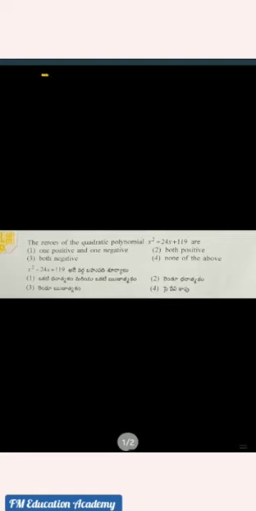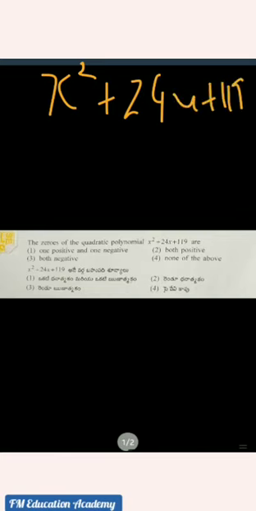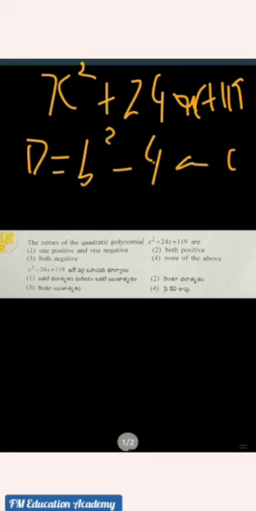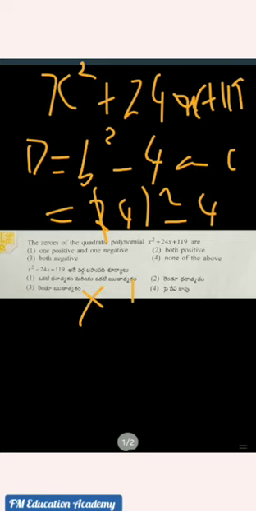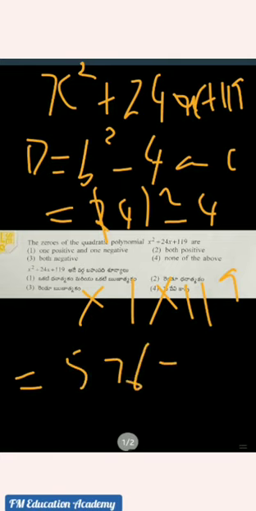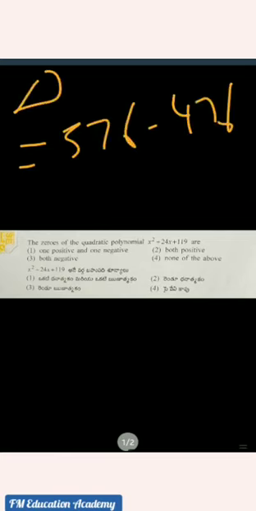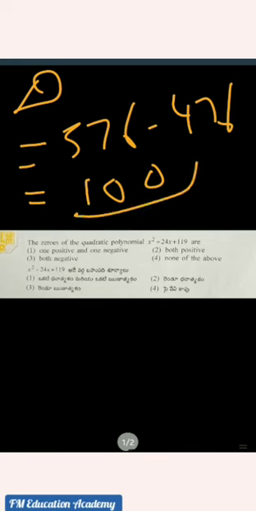We know how to find out roots. Roots can be found out by the formula, first d is equal to b square minus 4ac. What is b if you compare? 24. So 24 square minus 4 into a. What is a here? 1, into c is 119. So it is 24 square is 576 minus 4 into 119 is 476. So 576 minus 476, that is d. So 576 minus 476 is, we know, 100. So we got the value of d as 100.